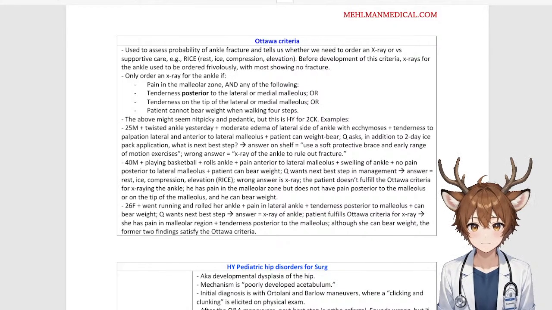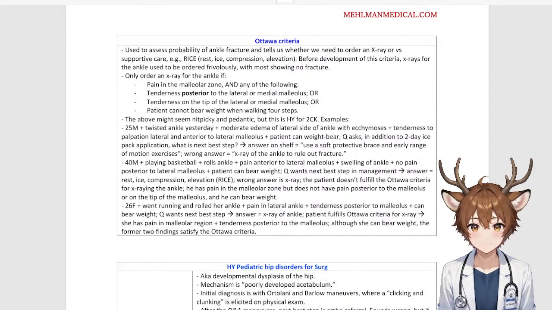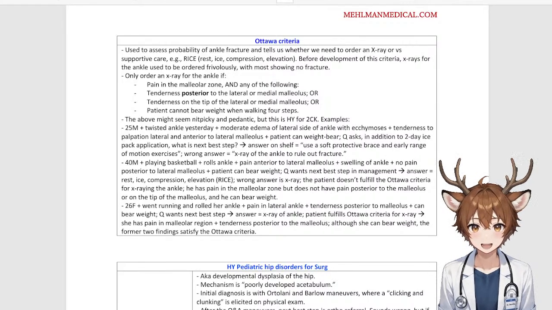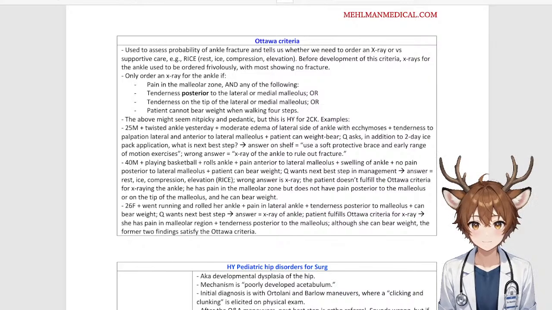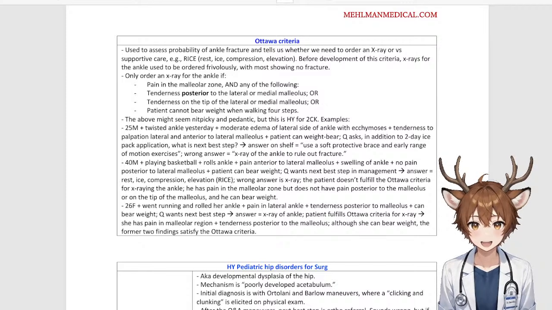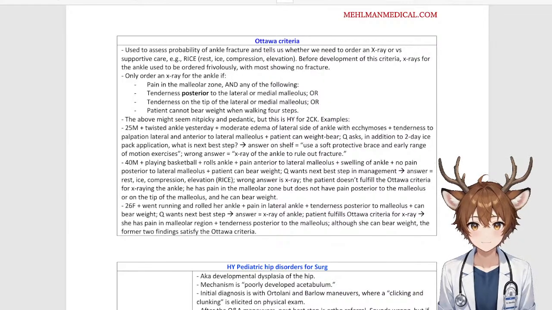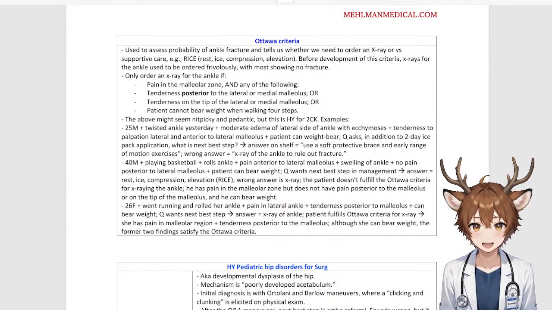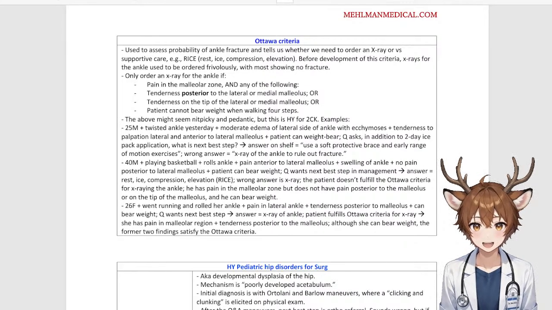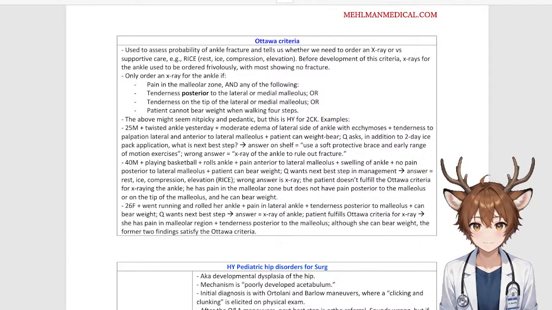Ottawa criteria. Used to assess probability of ankle fracture and tells us whether we need to order an X-ray versus supportive care, that is to say, e.g. rest, ice, compression, elevation. That's the supportive care. Before development of this criteria, X-rays for the ankle used to be ordered frivolously, with most showing no fracture. Only order an X-ray for the ankle if pain in the malleolar zone and any of the following: tenderness posterior to the lateral or medial malleolus, or tenderness on the tip of the lateral or medial malleolus, or patient cannot bear weight when walking 4 steps.